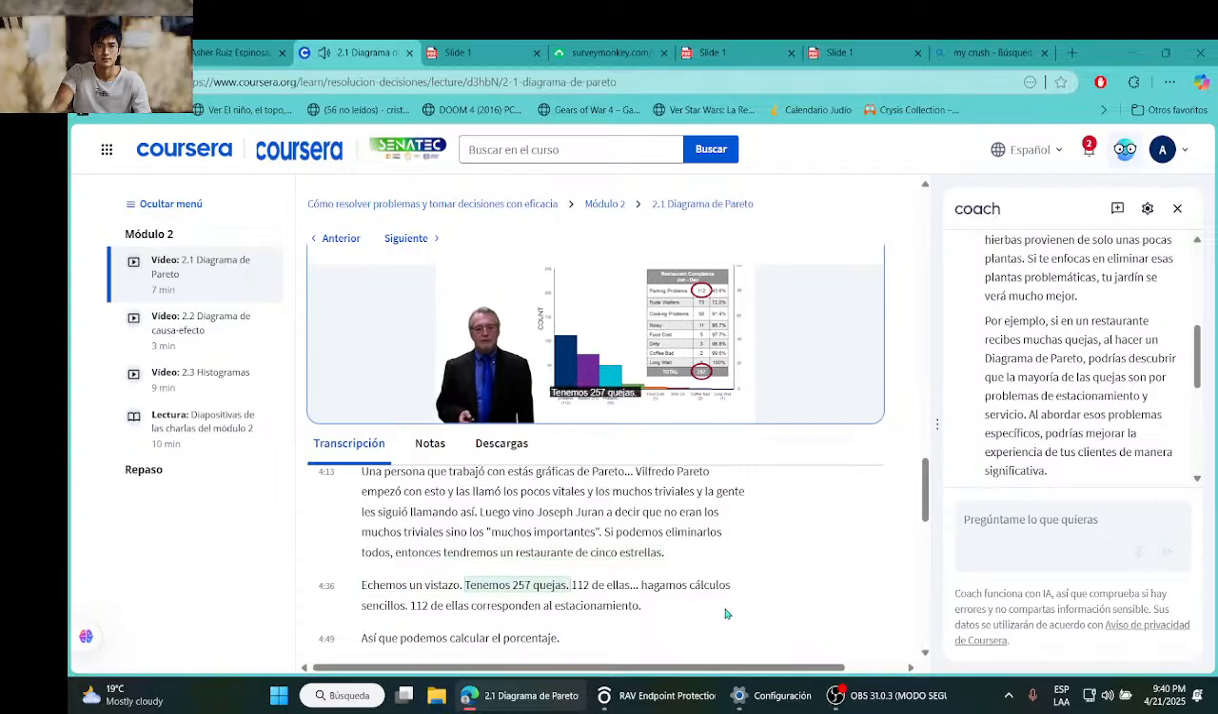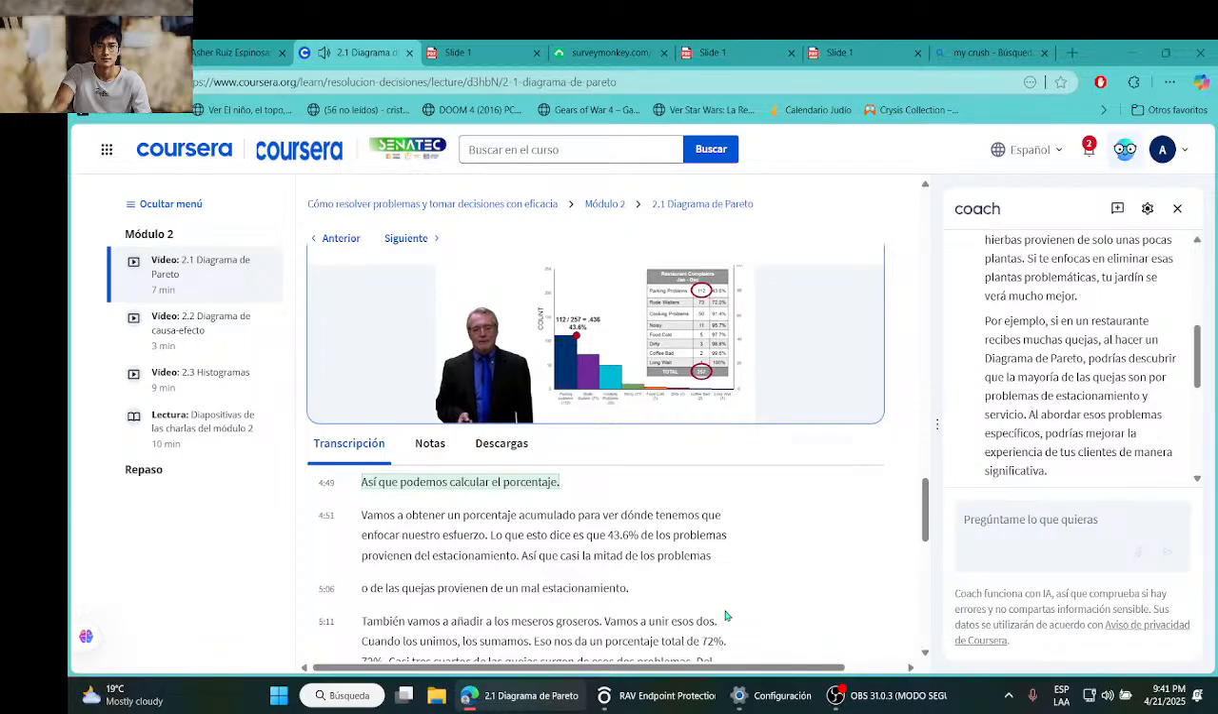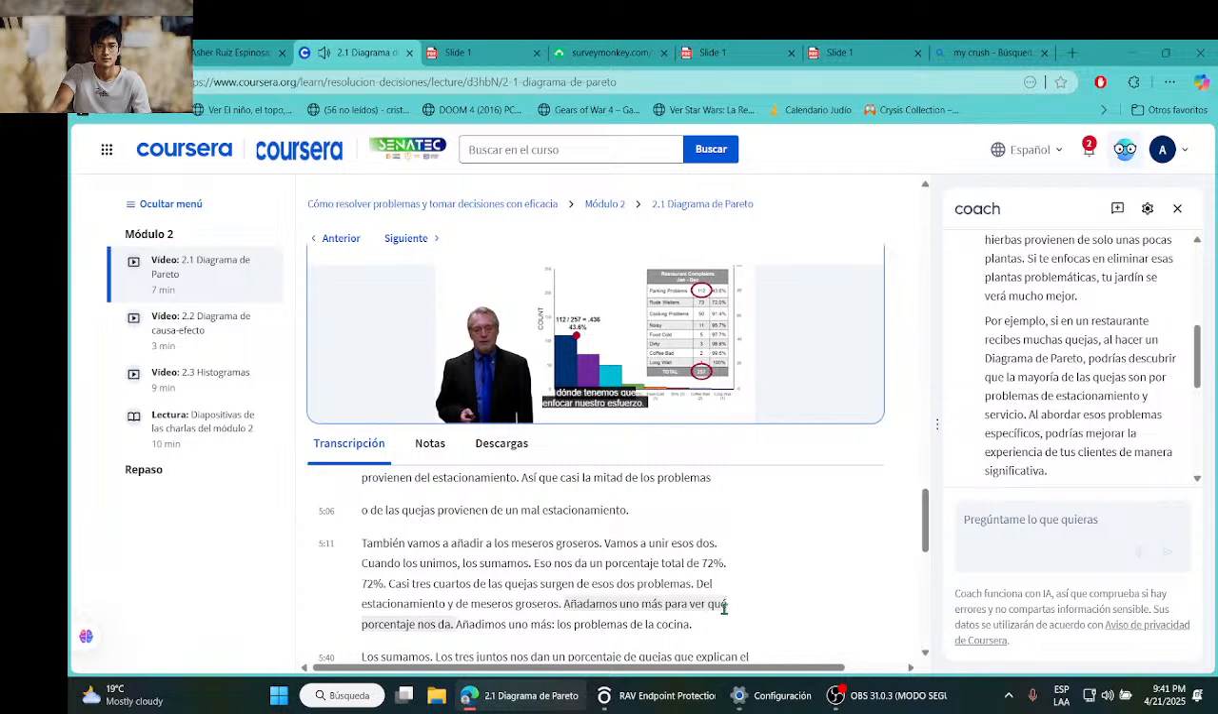Let's take a look at this. We have 257 complaints. 112 of them, we're going to do some simple math here. 112 of them are because of parking. So we're going to get a percentage here. We're going to get an accumulated percentage to find out where we need to focus our efforts. What it says here is that 43.6% of our problems come simply from parking. So almost half of the problems we have, half of our complaints are coming from parking, bad parking.